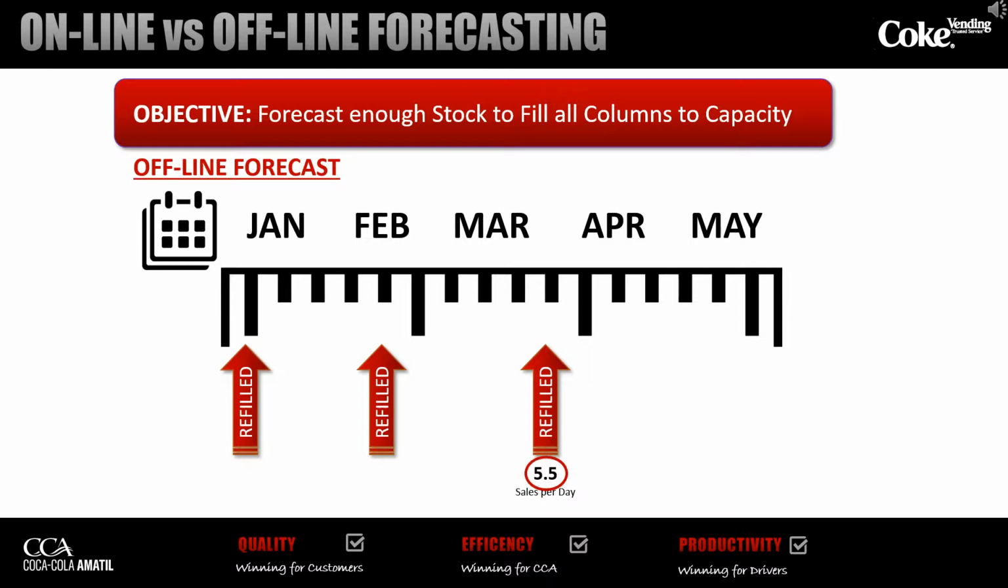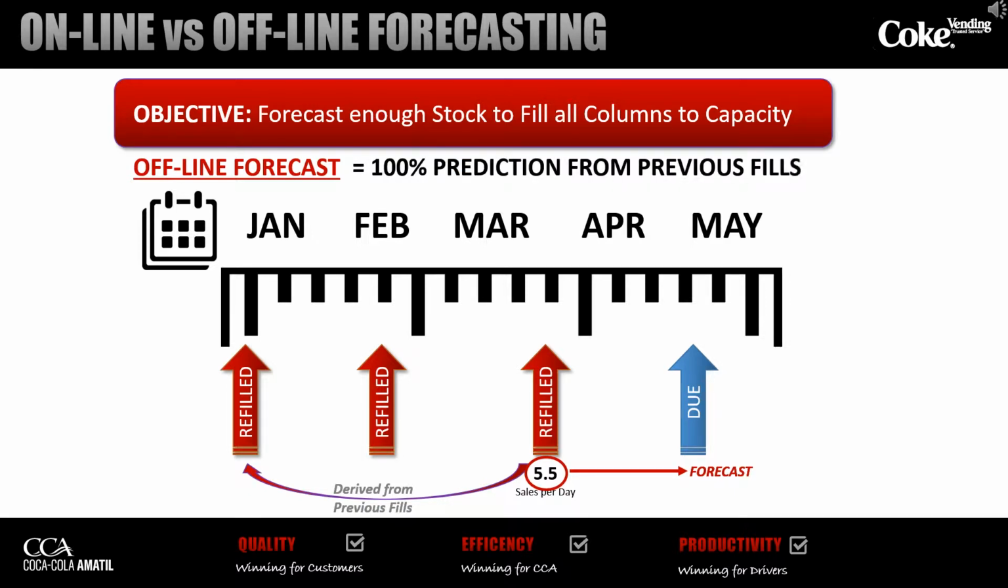Imagine an offline machine that hasn't been filled in 4 weeks. The forecast will use the historical daily sales number calculated a month earlier, and that is based on 2 fills prior to that. And that number is used to forecast the stock requirements now. You'd be very lucky to have consistent product buying patterns to get an accurate forecast, meaning offline machine forecast is 100% prediction based on previous fills.